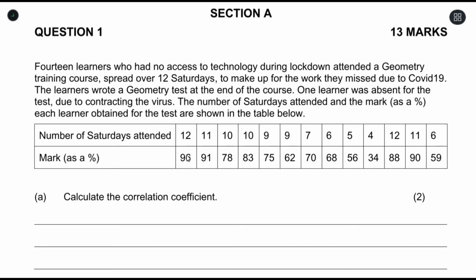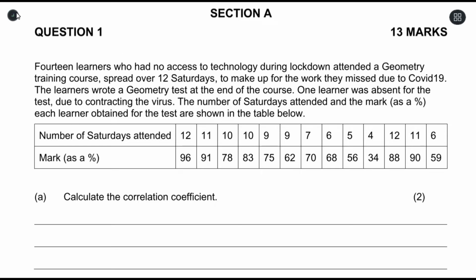These are each of your 13 learners. So the first learner attended 12 Saturdays and had 96. This learner attended 11 Saturdays, had 91, and so on until the 13th learner here, who attended 6 Saturdays and had 59. The question wants us to calculate the correlation coefficient, right? To find the correlation coefficient, we need to use our calculator, okay?